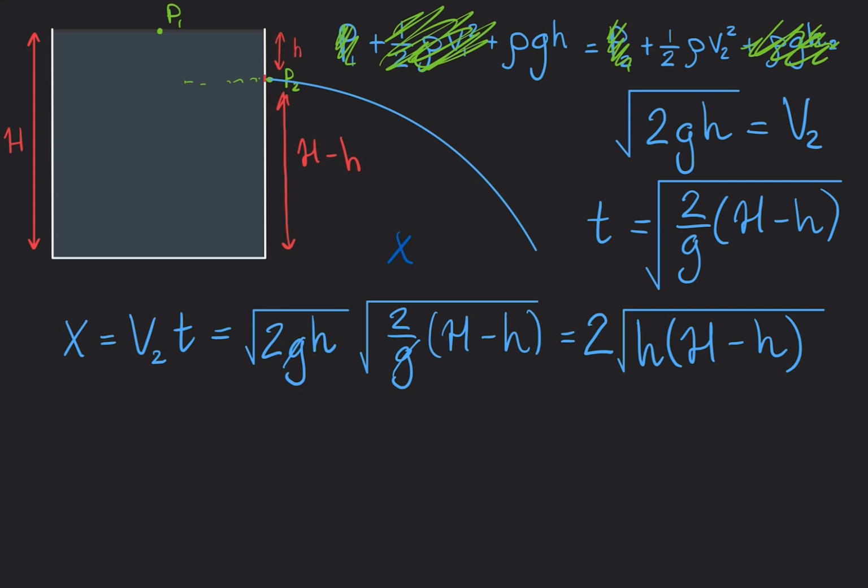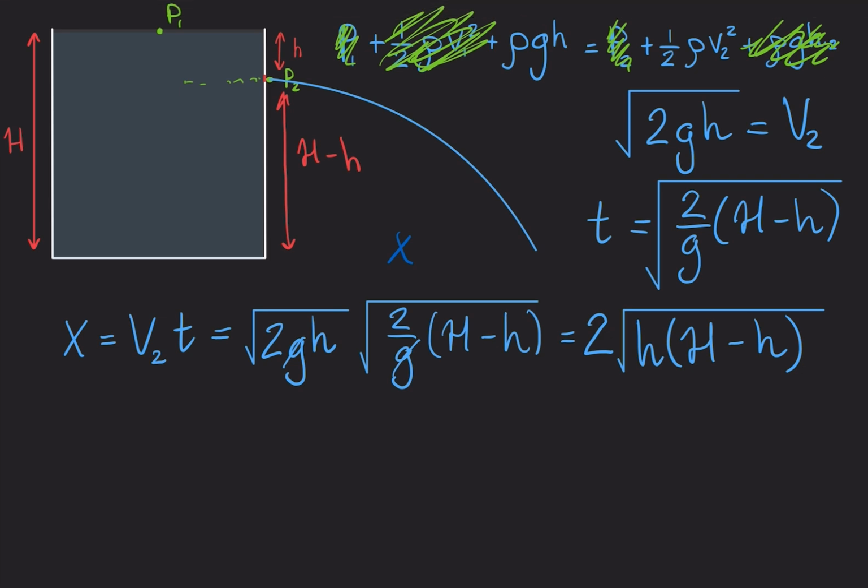All right, so what we figured out is, if you were to tell me, all right, I'm going to poke the hole at this distance h, I can tell you exactly, assuming no friction from air and air resistance and all that stuff, assuming none of that, I can tell you exactly where the water is going to land.